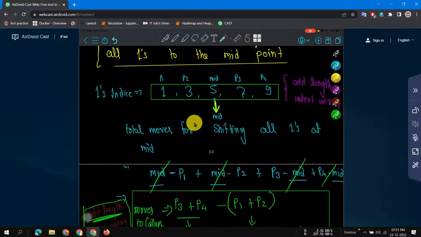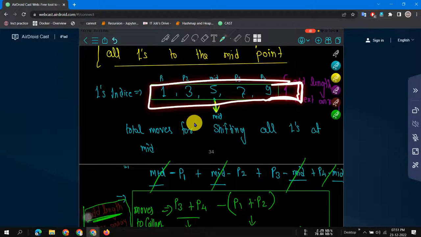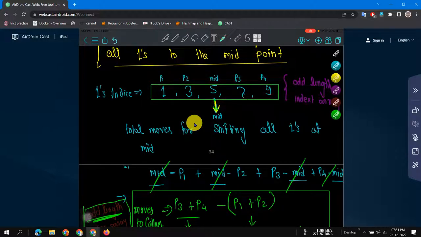But if it's odd, if this array will be even, then my mid will not be at the center point, so it could be up to here or up to here.